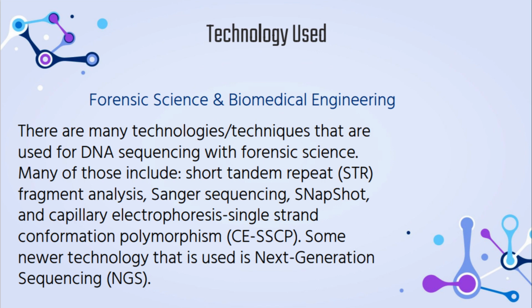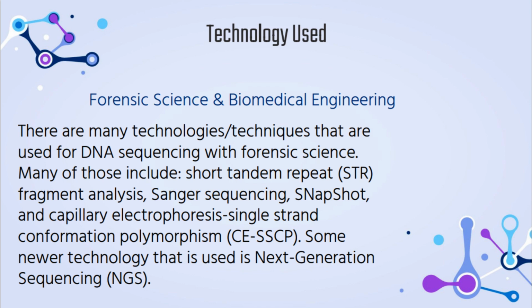The technology used in forensic science and biomedical engineering is around the same, and includes short tandem repeat, fragment analysis, Sanger sequencing, SNaPshot, capillary electrophoresis, and single-strand conformation polymorphism. Some newer technology used is next-generation sequencing. On the biomedical end, a lot of Sanger sequencing is used, but mostly the technology is closely related. It's more or less what they do with the results.